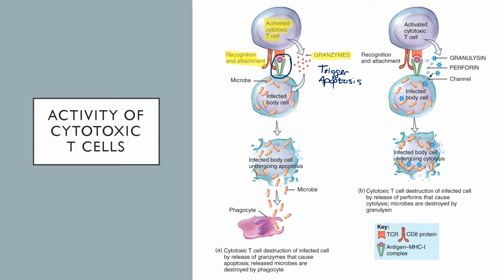So these granzymes will come into contact with the infected body cell, and that infected body cell will undergo apoptosis. Now, once the infected cell is destroyed, the released microbes are going to be killed by phagocytosis of phagocytes in the area.